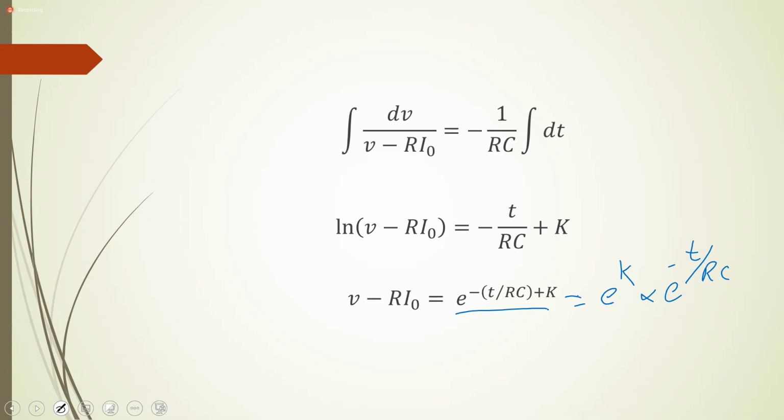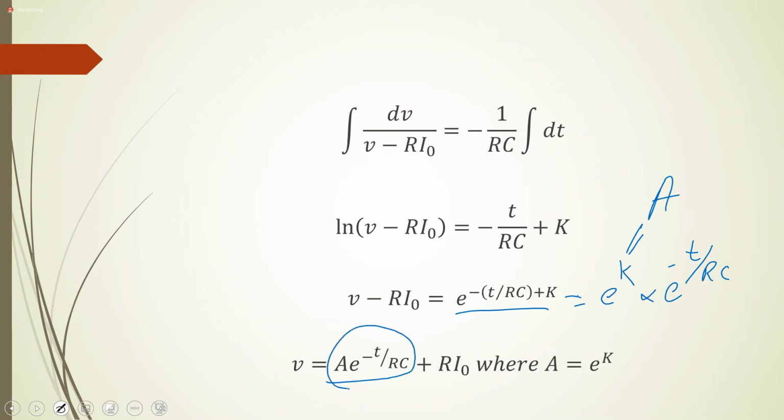And I'm doing that for my own convenience. Since I'm multiplying, I'm going to call this e to the K, A, which is what we have here. So this is coming from this. And then I bring the Ri0 over. So I get V is equal to A e to the minus t over Rc plus Ri0.